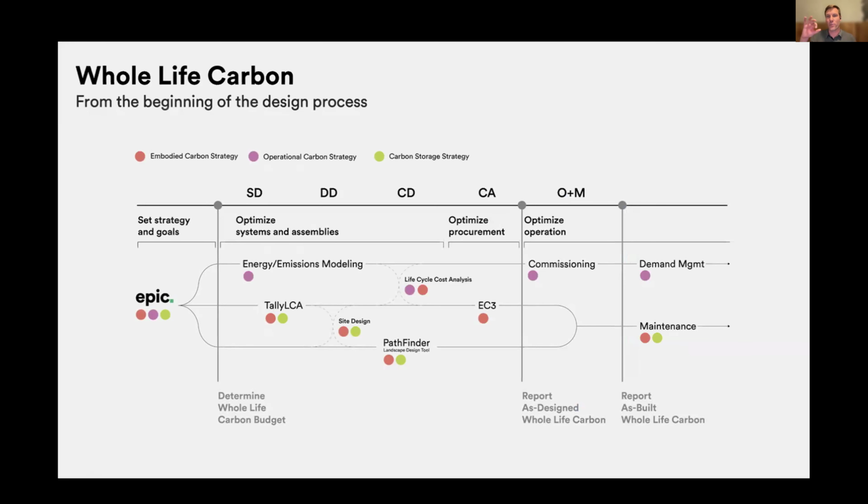Really, then the workflow bifurcates into tools that you might already be using, like Energy Plus or things baked around Energy Plus for energy and operational emissions modeling, tools like Tally LCA for lifecycle assessment, or Pathfinder for site impacts, forward to tools like EC3 for procurement. So as we see this profusion of tools to understand and reduce carbon emissions from buildings, we view these tools as fulfilling different parts in this workflow.